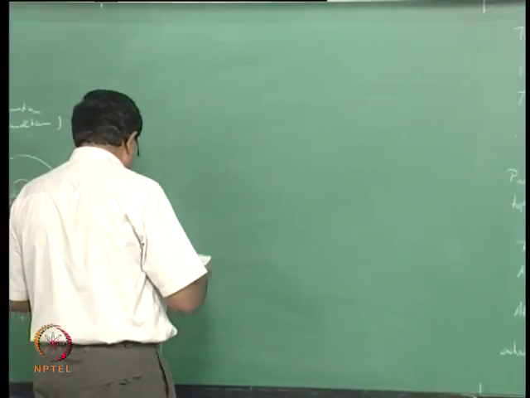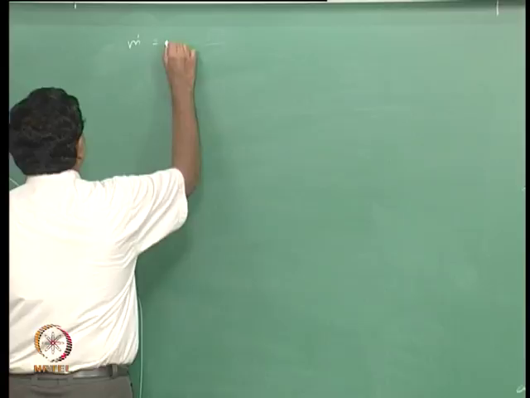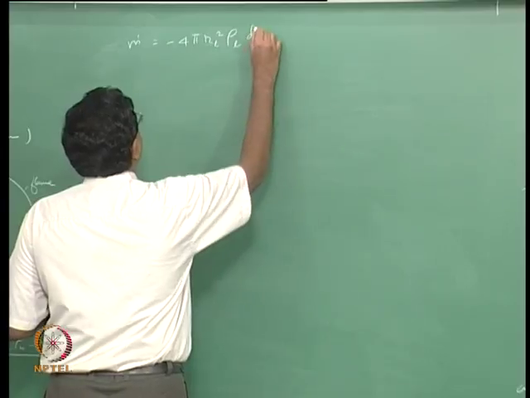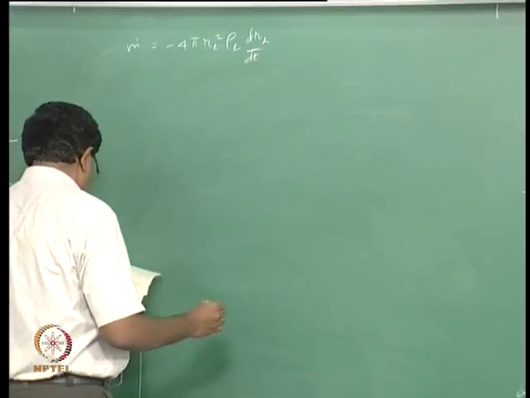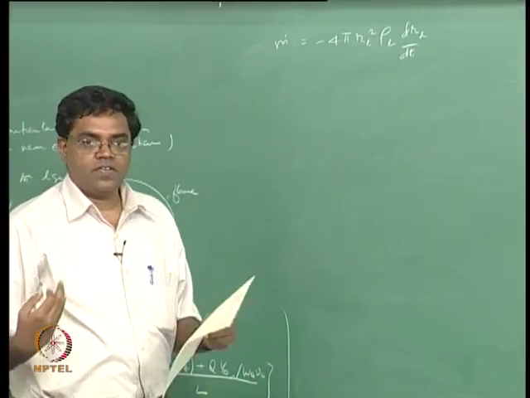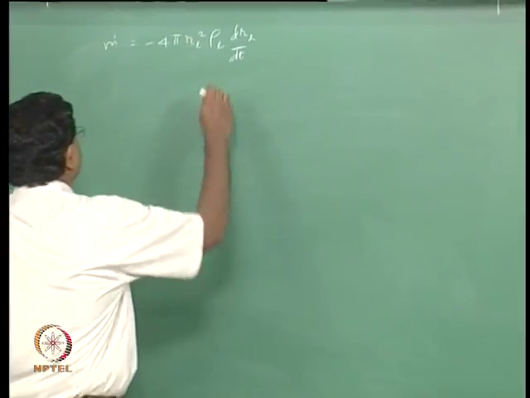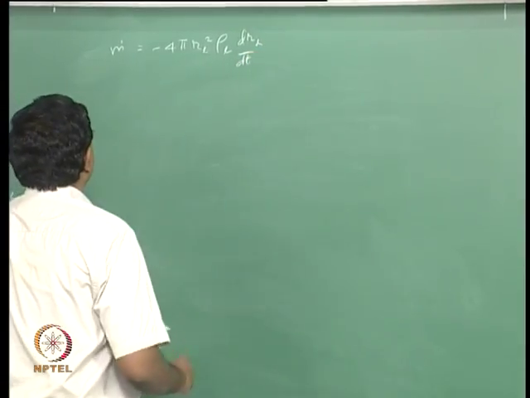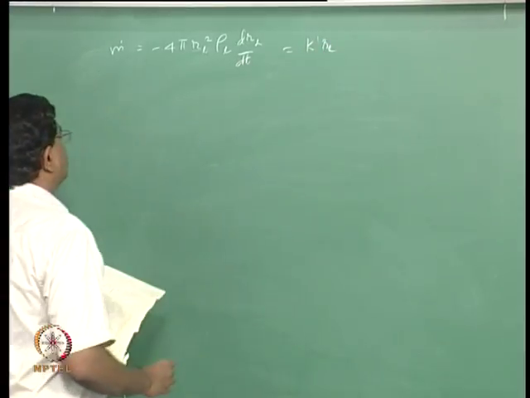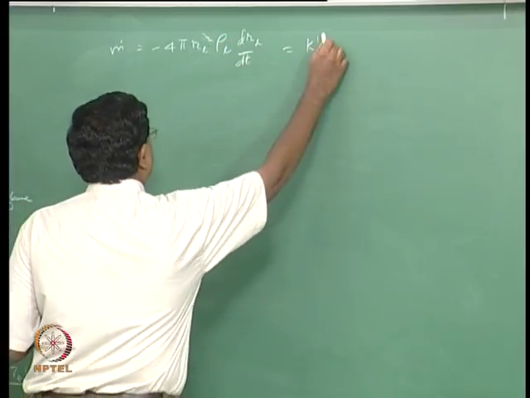m dot on the other hand is negative 4 pi RL squared rho L DRL over DT, right? This T is now at the time scale of the droplet regression. It's not a shorter time scale of the gases equilibrating in diffusion and convection. So this is the kind of time that you're looking for in the D squared law. So this is now equal to K prime RL, which means we can now cancel one of the RLs in the RL squared with this.